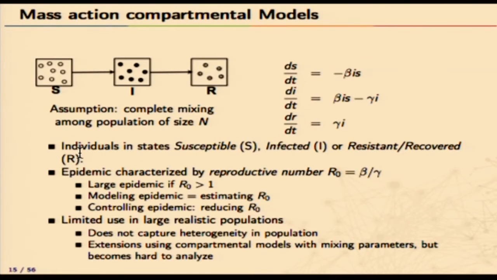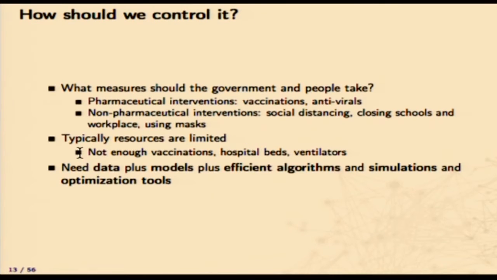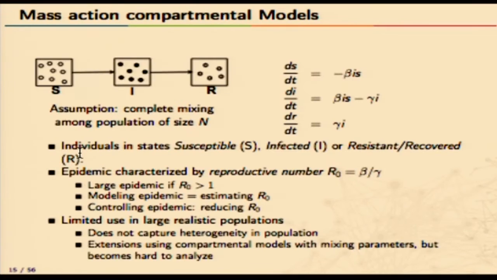One of the most commonly studied models is a differential equation based model. Each person is in one of three states: susceptible, infectious, or recovered. You assume that the population is completely mixed, like they are in this room in close proximity. S, I, and R are fractions of susceptible, infected, and recovered people, and this set of equations describes the dynamics in this model.